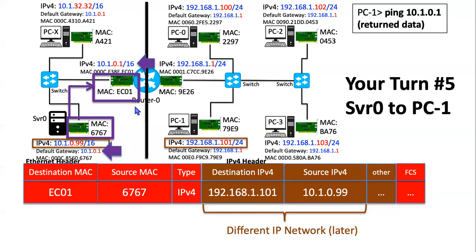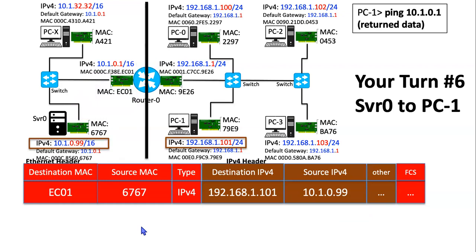Once the router receives it, it says, hey, the Ethernet frame's destination MAC address, EC01, that's me. Let me de-encapsulate this frame.